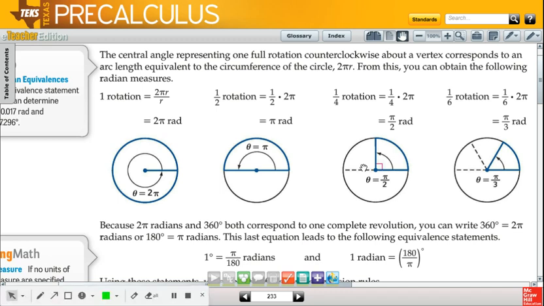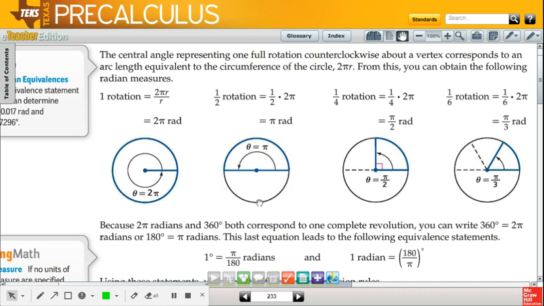Here we have some diagrams of how the radian measure concept is applied to the unit circle. So let me read some information about it. The central angle representing one full rotation counterclockwise about a vertex corresponds to an arc length equivalent to the circumference of the circle, 2 pi r. From this, you can obtain the following radian measure.